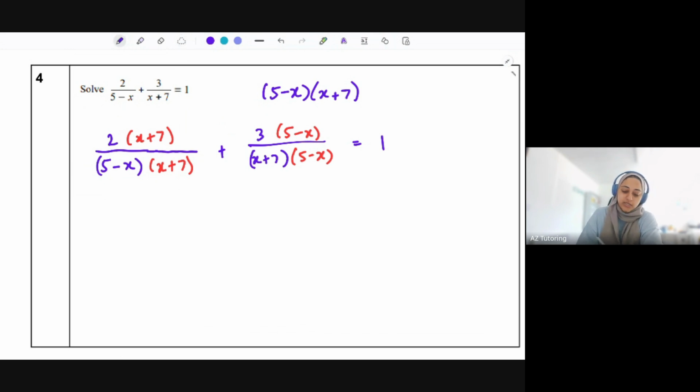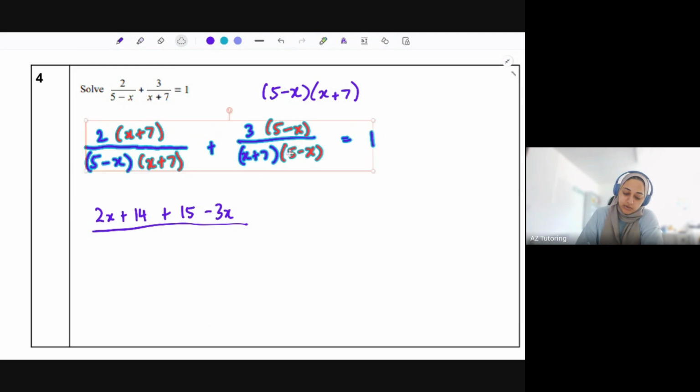2 times x plus 7, which I'm going to expand. So 2x plus 2 times 7, which is 14. And I get plus 5 times 3, which is 15, yeah. And 3 times minus x, which is minus 3x. That's all over this bottom denominator here. Let's expand it, just because we don't have a lot of room to work with.